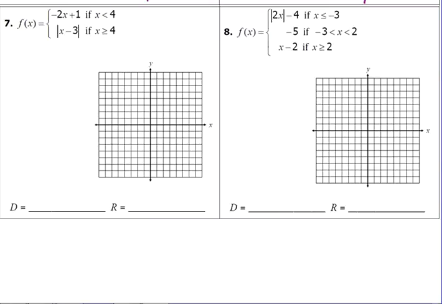So the two that we had left, number 7 and number 8, what do we call these types of functions? They have a name. It starts with P. I'm going to stand here until somebody says it. Piecewise. Thank you. Jason looked back in his notes.